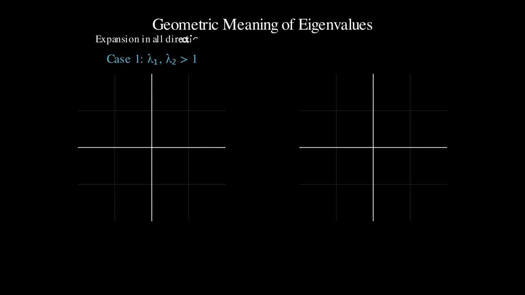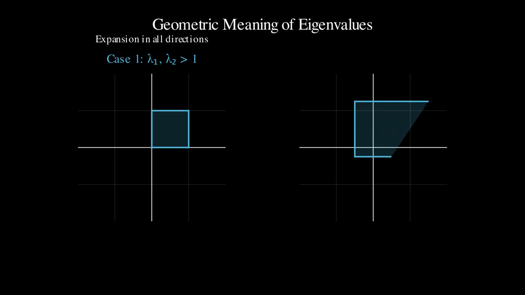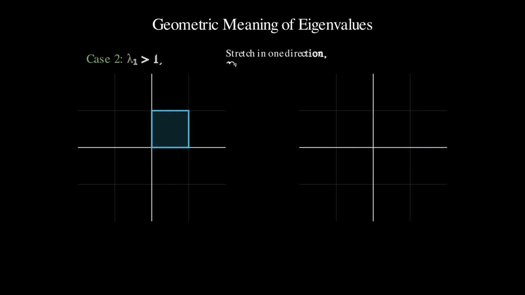Now, let's visualize what different types of eigenvalues mean geometrically. The sign and magnitude of eigenvalues tell us how the transformation affects space. When all eigenvalues are greater than 1, the transformation expands space in all directions. Vectors get longer, and areas increase. When one eigenvalue is greater than 1 and another is between 0 and 1, the transformation stretches space in one direction while compressing it in another. This creates a directional distortion.